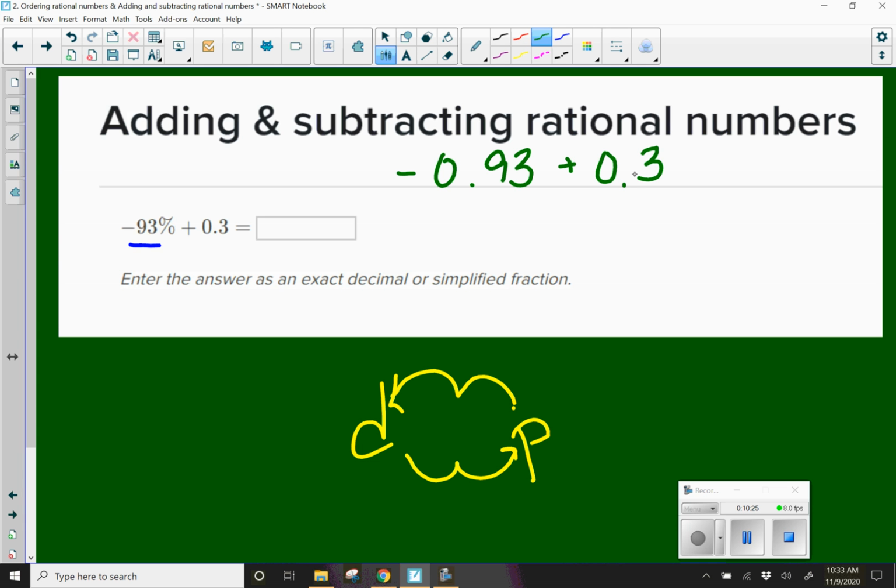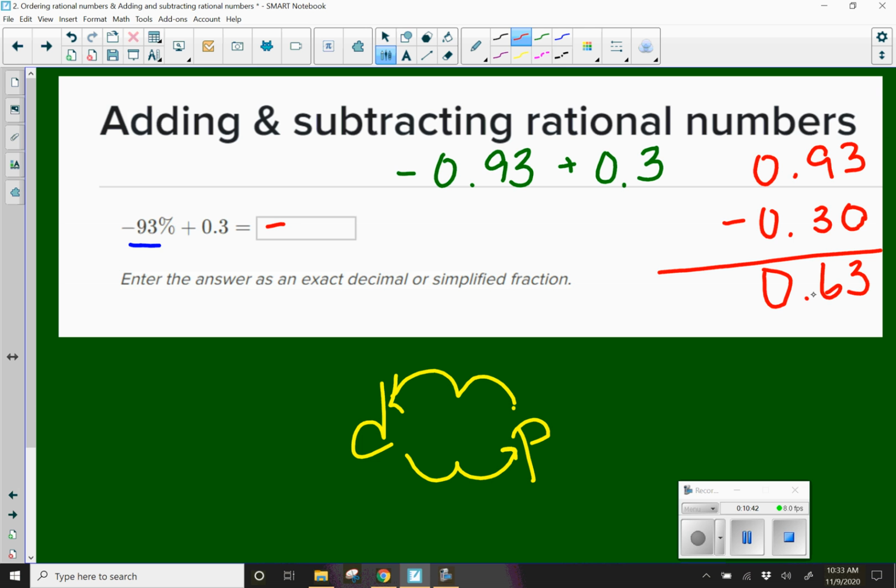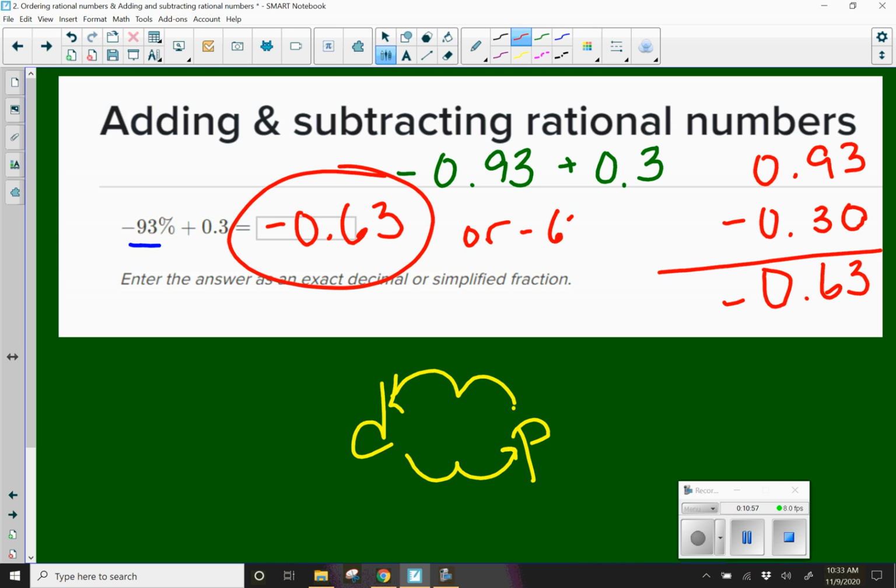I have different signs, which means we subtract, and we have more negatives than positives. So I know my answer is going to be a negative. And now I'm just going to set up my subtraction problem. I have to fill a 0 in, and that's going to leave us with negative 0.63. Okay, notice it does say enter the answer as an exact decimal or simplified fraction. So you could also write negative 63 over 100. That would also be considered correct.